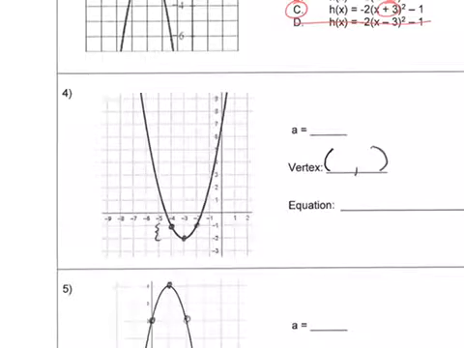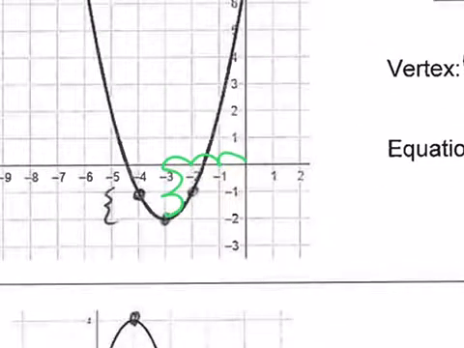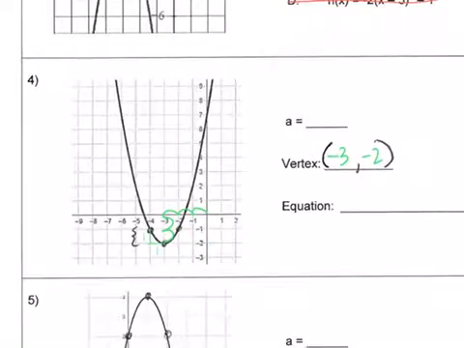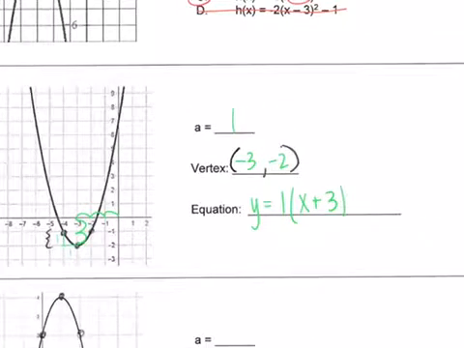Problem 4, my vertex is at (-3, -2). That is the lowest point on that graph. My a value from point to point, we go 1, 1. So my a value is 1. So a value is kind of like a slope. So this equation would be a(x minus h), so minus minus would give me a plus, squared, plus k. So remember, h is the opposite, but k is the same.